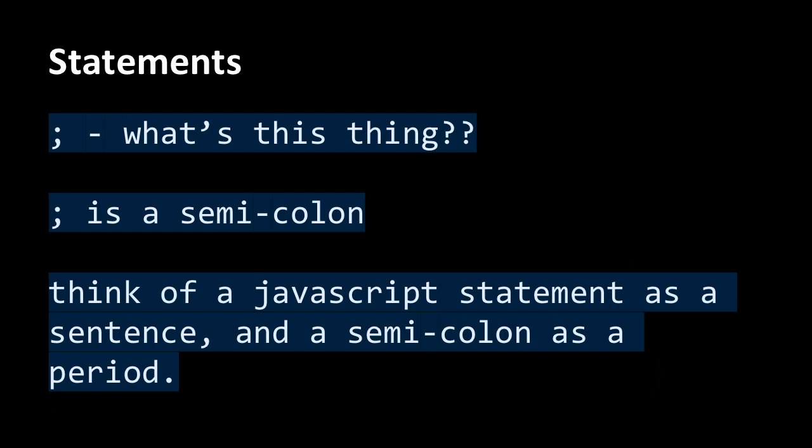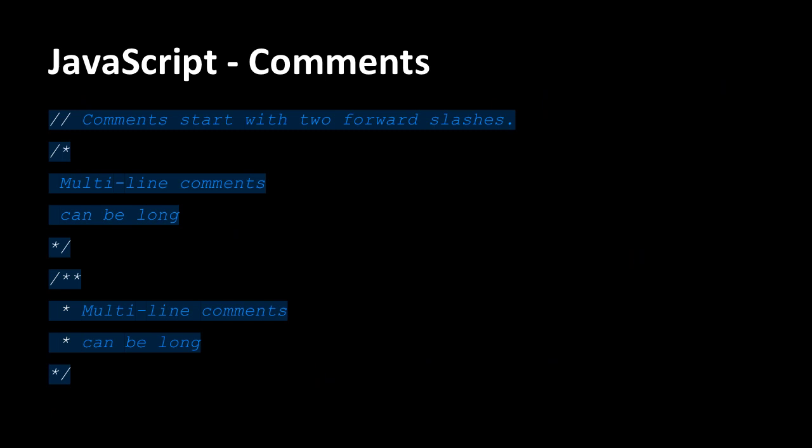So semicolon is used to set up line blocks of code. You can think of a JavaScript statement as a sentence and a semicolon as a period.